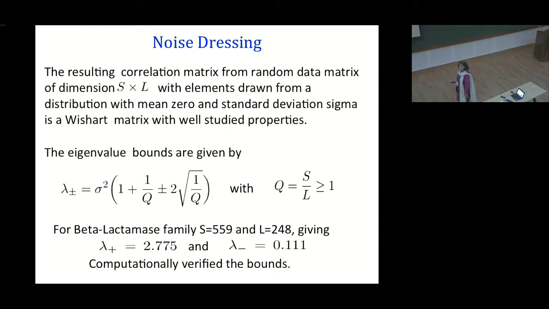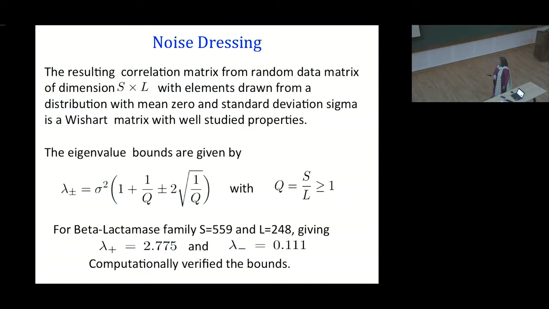We also build another matrix, by putting at each of the points in the matrix random data taken from a distribution which has 0 mean and standard deviation 1 sigma. But the dimensions we keep as S, and the length is L that we got from the protein correlation matrix. And these are just the Wishart matrices, and they have been studied very rigorously in the random matrix literature.